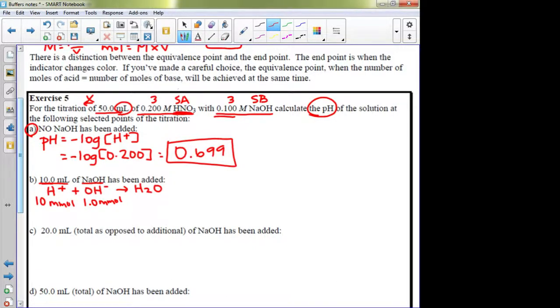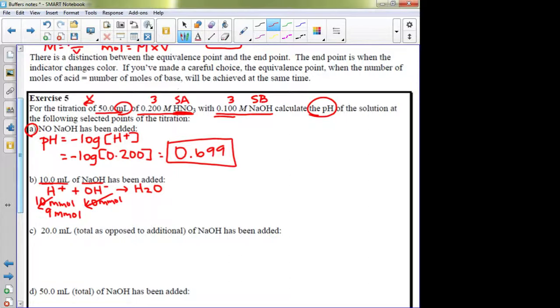Who is my limiting reactant here? The OH negative, right? So I'm going to use all of my OH negative. How much of my H positive am I going to use up? 1, right? One of this is going to react with one of this. So I'm going to have 9 millimoles of H positive left over. Do we agree with this? Do we see this?